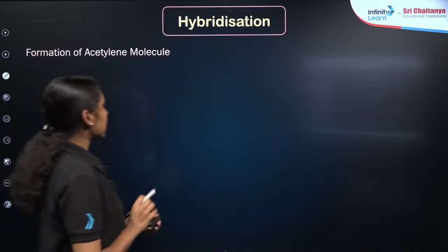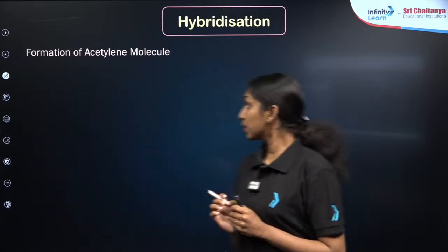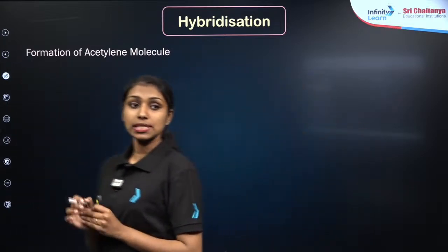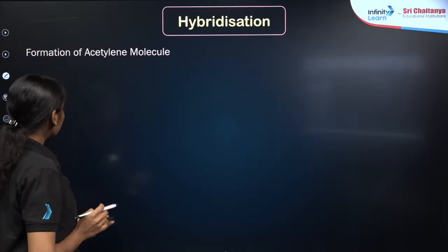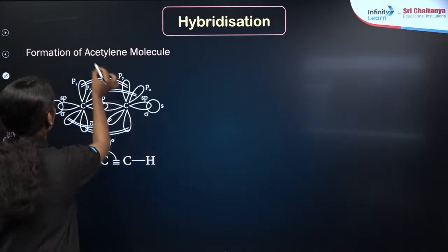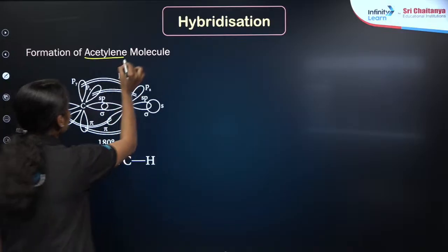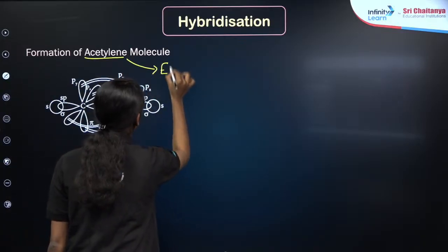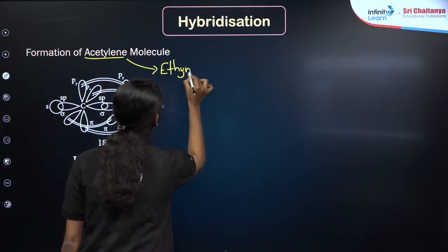The last case is the ethylene molecule, right? Sorry, the acetylene molecule, which means a molecule containing a triple bond. So HC≡CH is the chemical formula of acetylene. Otherwise, it is also known as the ethyne molecule, right?